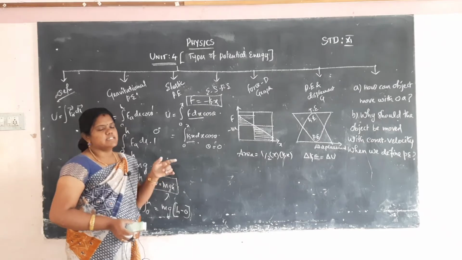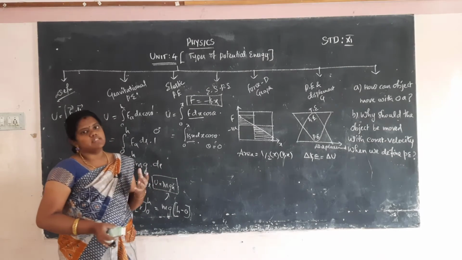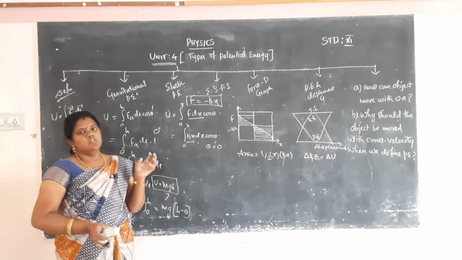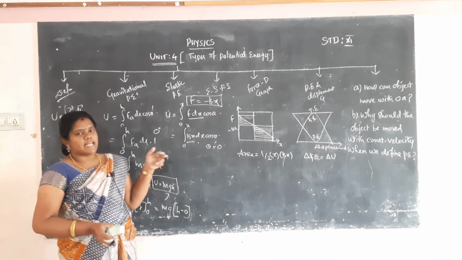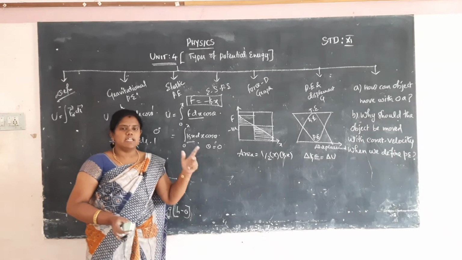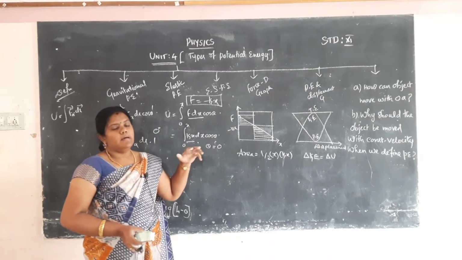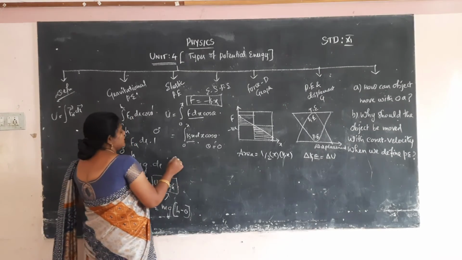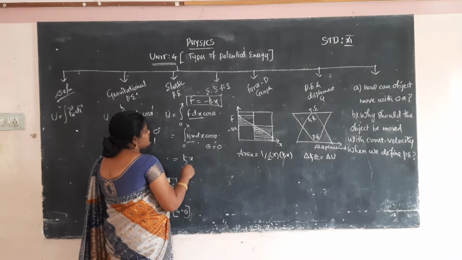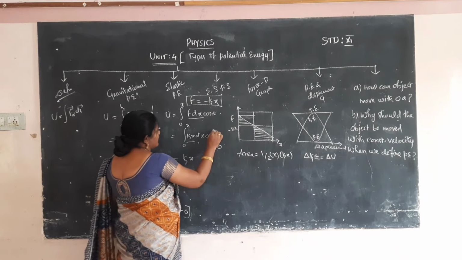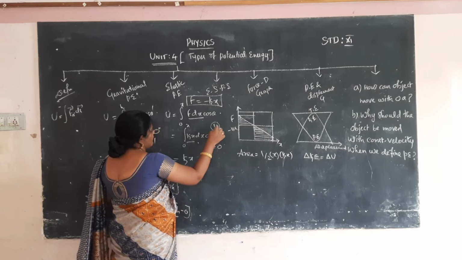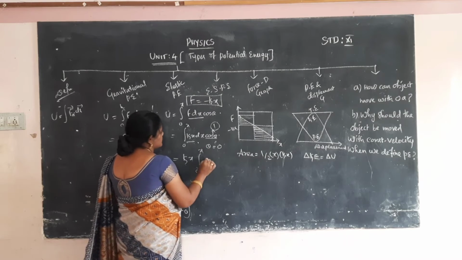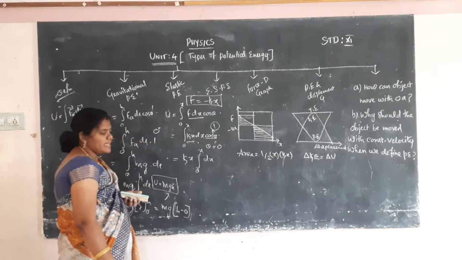Already we take theta as the zero angle. Zero angle means the object moves in the direction of the applied force, so both the force and the movement are parallel along the x-axis. So the theta angle is 0. We take k as common, and cos 0 value is 1. So k is outside and the integral from 0 to x of dx. The integral of dx is x.